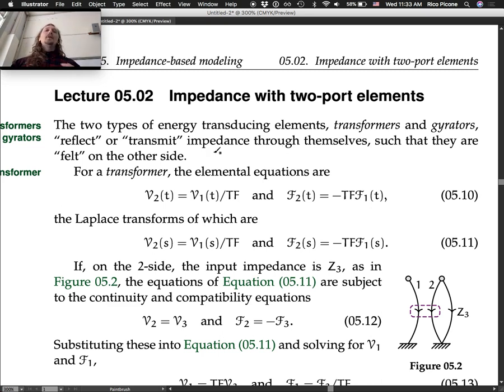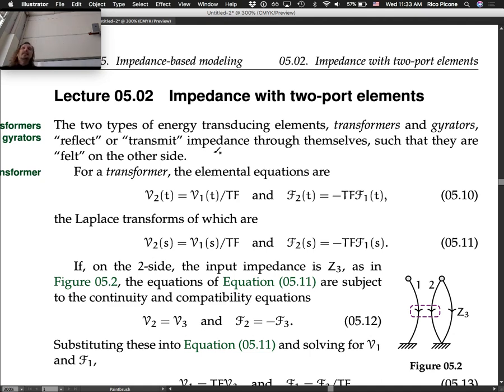Okay. So the two types of energy transducing elements, transformers and gyrators, reflect or transmit impedance through themselves, such that they are felt on the other side. So the impedances on one side can be felt on the other side, right? If you had a motor, for instance, and you think of the impedance of the inertia and the bearing on the mechanical side, and you try to drive the electronic side, the impedance of the mechanical side is felt on the electronic side.